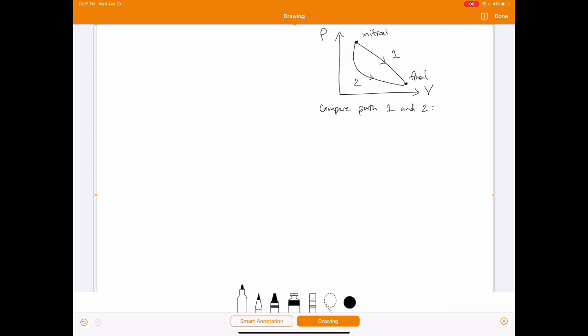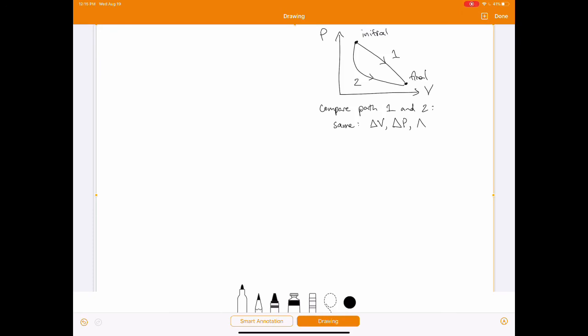Okay, well, what do they have in common? What's the same between them? Well, same volume change, right? Because I start with the same volume and I end up with the same volume. So delta V is the same between the two curves. And delta P, right? That's the same for curve number 1 and curve number 2, because again, we start and end at the same pressure.